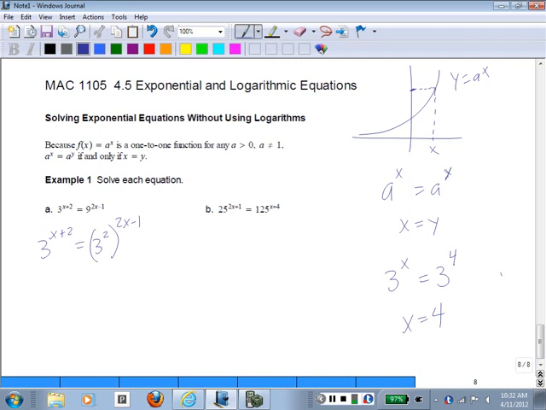Now, we want to clear the parentheses. In order to be able to use this one-to-one property of exponential functions, we have to have 3 raised to a power, and now it's 3 squared raised to a power. So to do that, we use the power rule for exponents. If we have a number raised to a power and that expression's raised to a power, what do we do with those powers? We multiply, right? This is going to be 3 to the power of 4x minus 2.